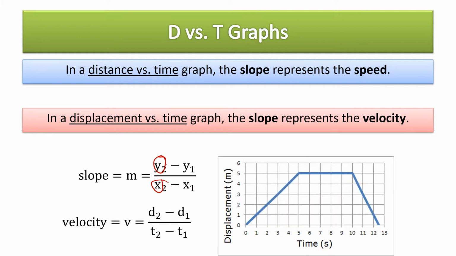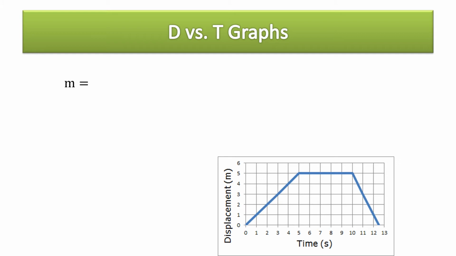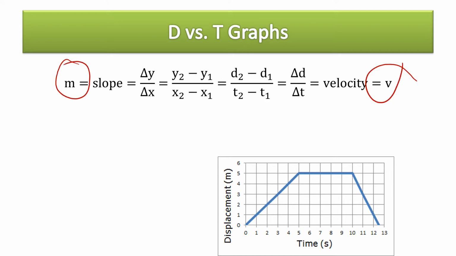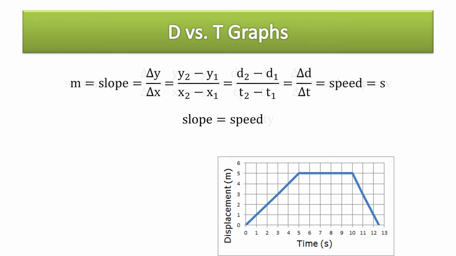And a displacement time graph might look like that. The slope m is equal to change in y over change in x. The y values, again, are displacement. The x values are time, which gives you an equation that looks like that. So that's your velocity. That's just proving that the slope is the velocity. Don't forget, in a displacement versus time graph, the slope is the velocity. And the same with if it's a distance versus time graph, it's the speed.